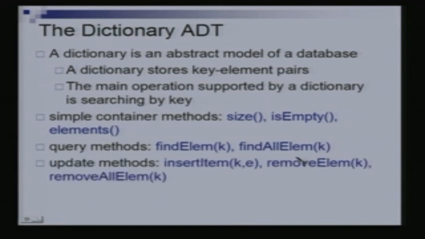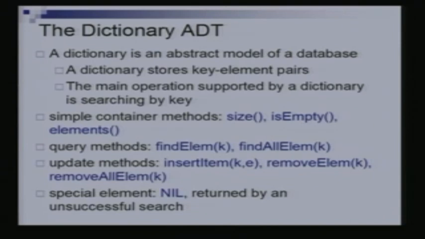You could have update methods. I might want to insert an element E which has a key k into my dictionary. I might want to remove an element with a certain key, or remove all elements which have a key k, just what you would think of as standard. But you should remember that there is the notion of a key, and that is crucial for searching. Without the key, it would be very difficult for us to search through this wealth of data, through this database.